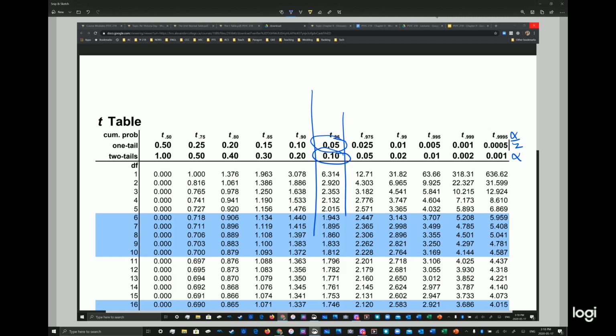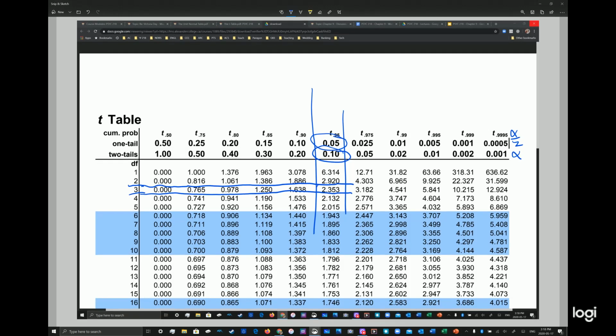Then we find the right row, that is here, oh, three. And we locate the value in the matching column. So third row down, sixth column to the right. And so the value here is indeed 2.353.